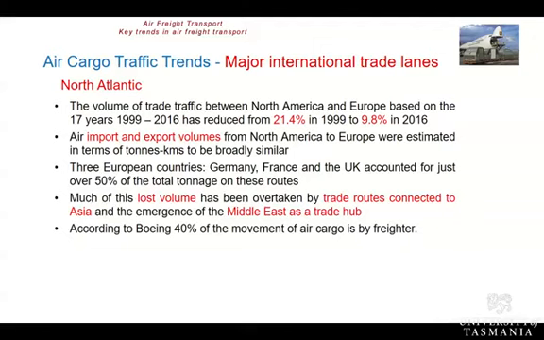As expected, because it's got a much lower volume of air cargo, according to Boeing, only 40% of the movement of air cargo is by freighter. So the vast majority, 60%, is by passenger aircraft, and most likely to be wide-body passenger aircraft.